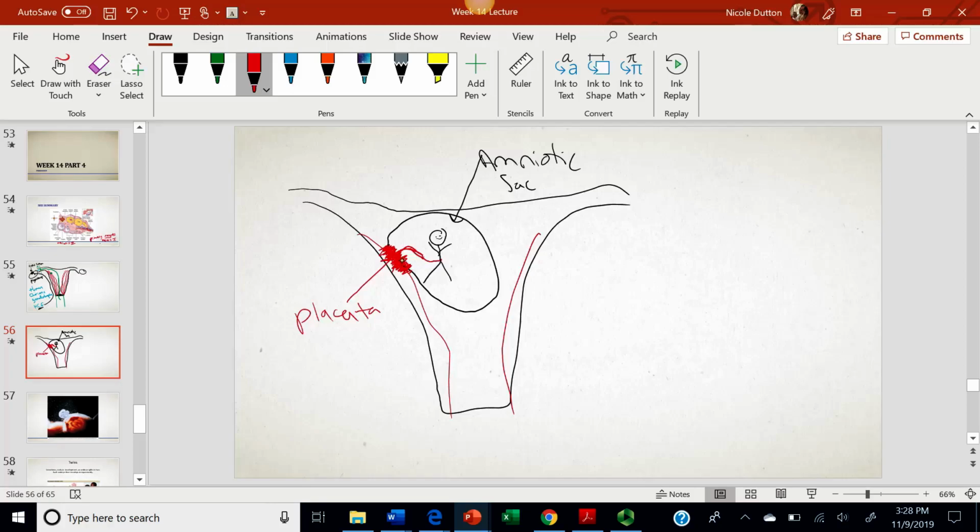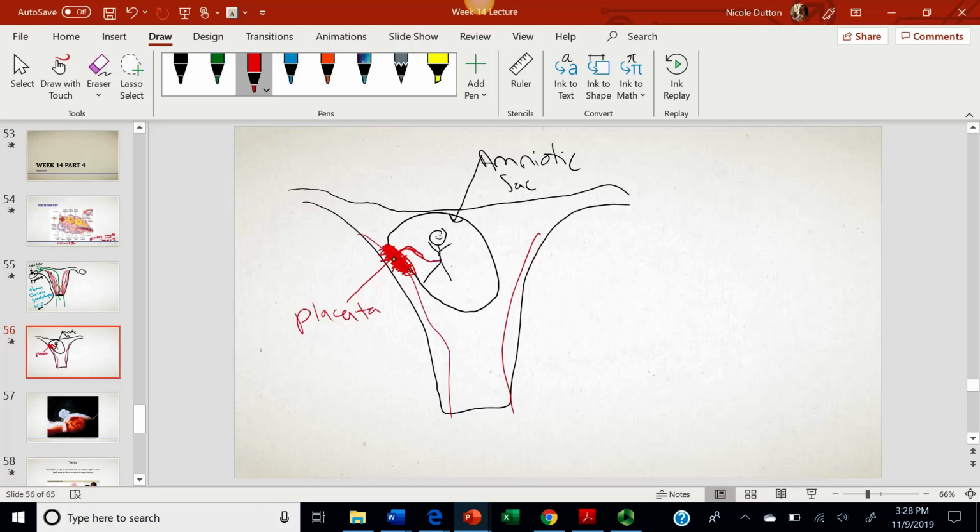But anyways, so we're going to have this placenta, which is just this small region here, and then the rest of this is amniotic sac, and then there's amniotic fluid inside of here. And the umbilical cord is going to deliver nutrients and remove wastes from the baby. So that's the cord that leads from the baby to the placenta.